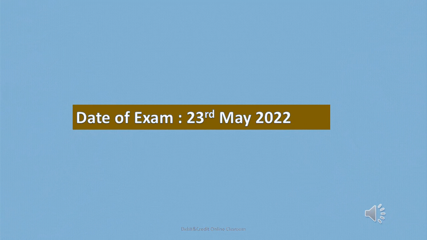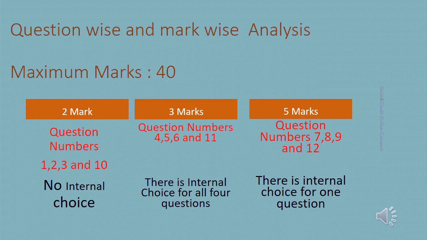We are sure that you have received your date sheet and the accountancy examination falls on 23rd May 2022. We all know that the second term question paper carries the maximum marks of 40. When we analyze question wise and mark wise, we can see that we are having three types of questions, that is 2 mark, 3 mark and 5 mark questions.